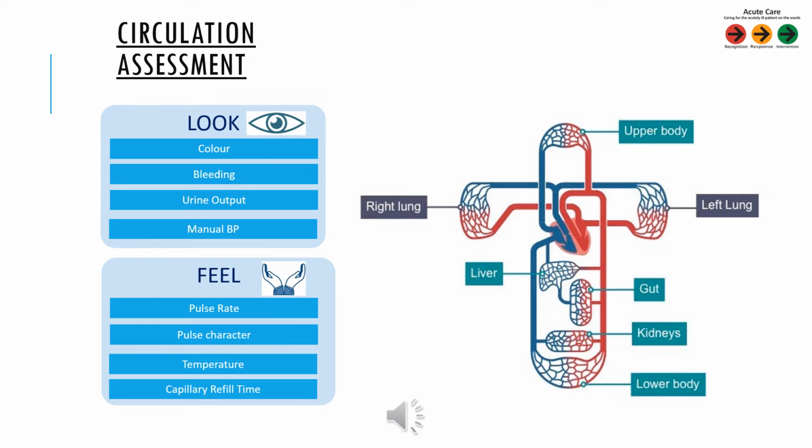As you're approaching the patient, you will be able to see what the patient looks like. Do they appear pale? Do they appear shut down? Are there any obvious signs of bleeding? Once you're involved in the patient's assessment, consider urine output, 0.5 mL per kilogram per hour. Do a manual pulse and blood pressure. Consider temperature and capillary refill time.